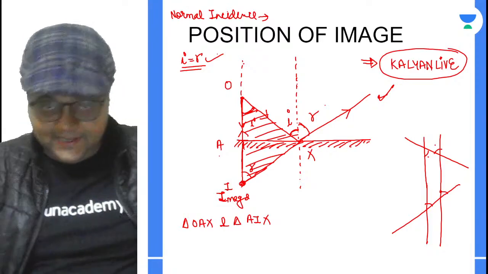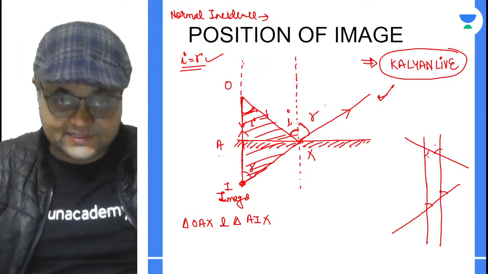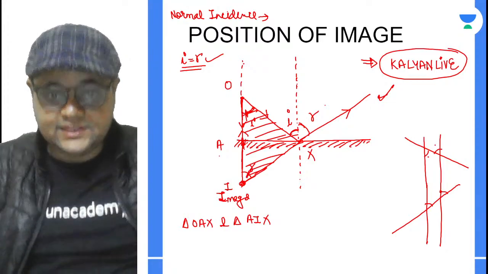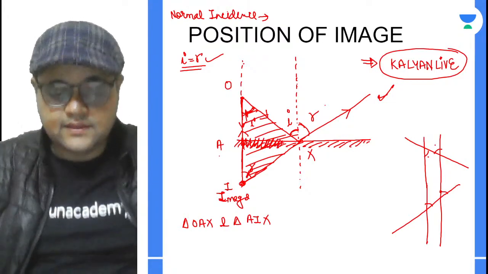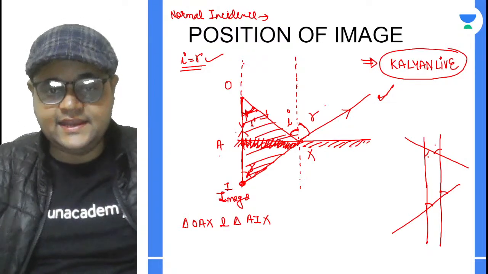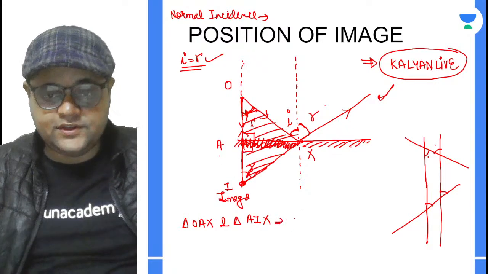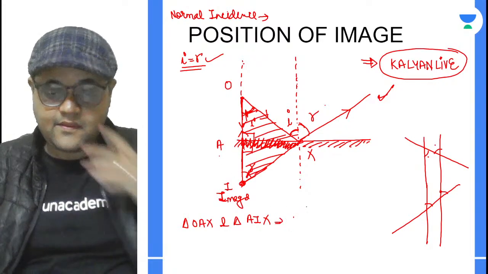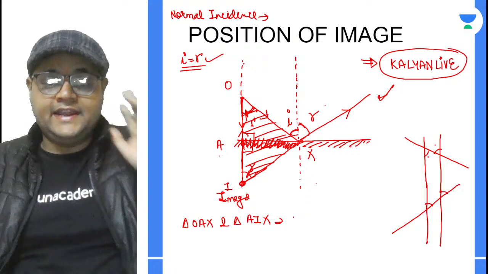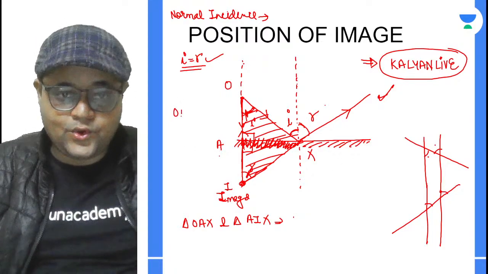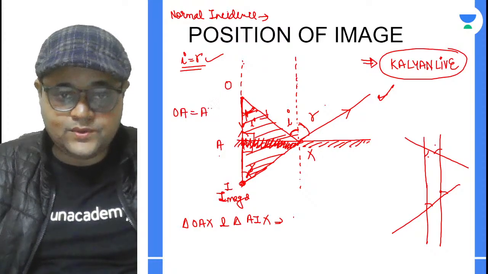This is I, this is R, they are equal. So this angle is equal to this angle. This is common. Right? And this is 90, this is 90. So these two triangles are congruent. Yes? They are congruent triangles. If they are congruent triangles, then OA should be equal to AI.